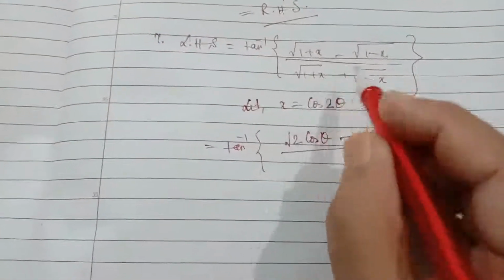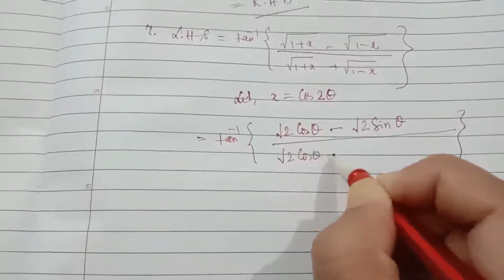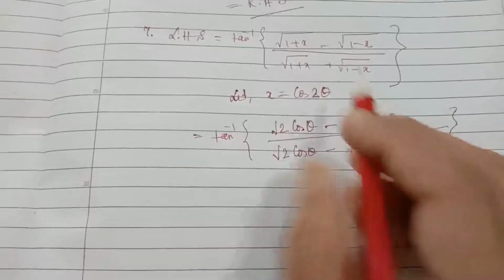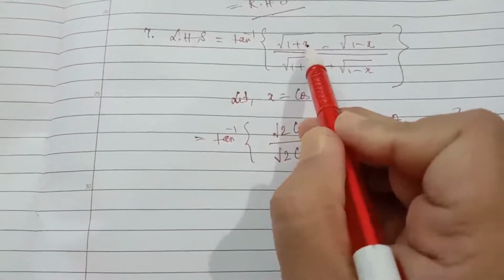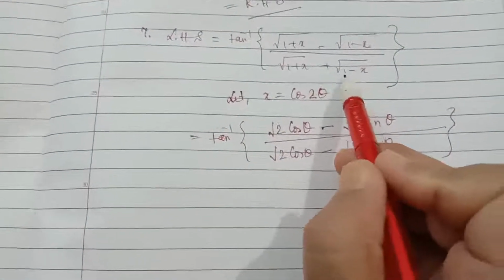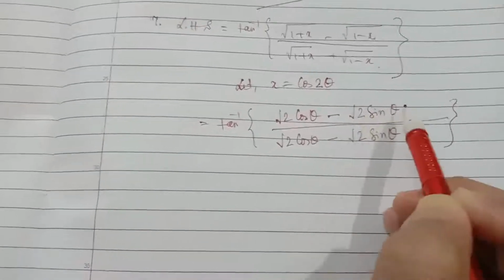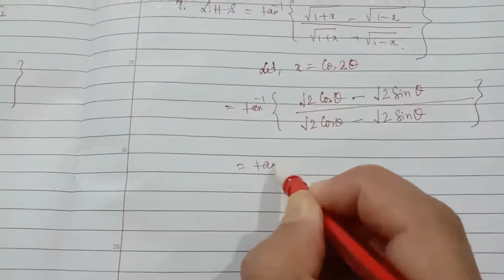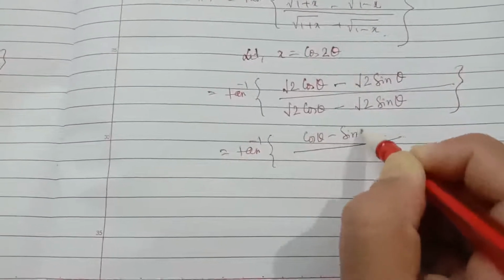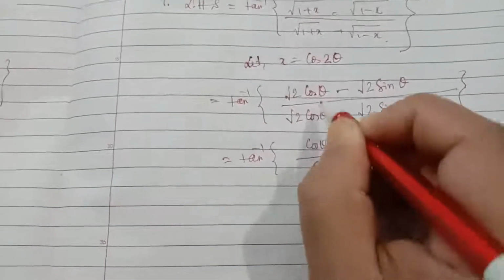Next, root over 1 plus x will be root 2 cos theta, and root over 1 minus x is root 2 sin theta. 1 plus cos 2 theta is 2 cos square theta, so it will be root 2 cos theta. 1 minus cos 2 theta is 2 sin square theta, and root over 2 sin square theta is root 2 into sin theta. Taking root 2 common from numerator and denominator, we will get cos theta minus sin theta by cos theta plus sin theta.